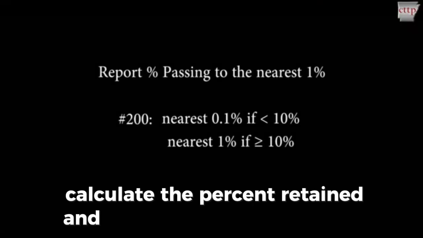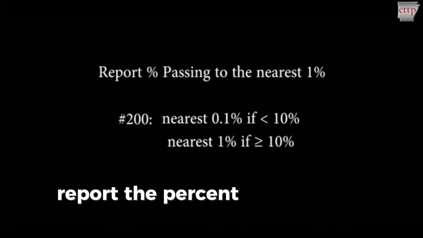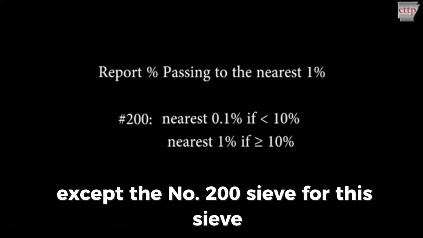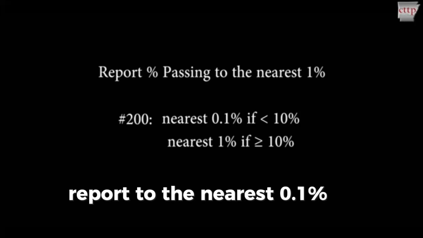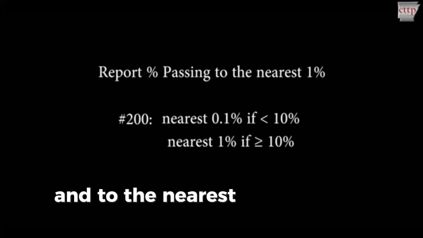Calculate the percent retained and percent passing each sieve. Report the percent passing each sieve to the nearest 1% except the number 200 sieve. For this sieve, report to the nearest 0.1% for values less than 10 and to the nearest 1% for values greater than that.